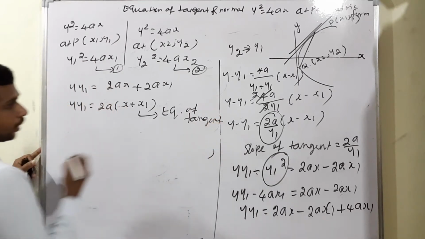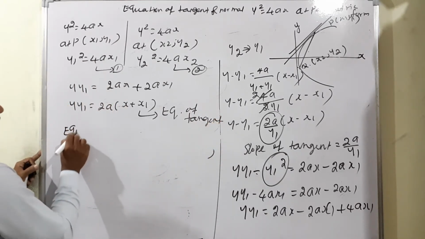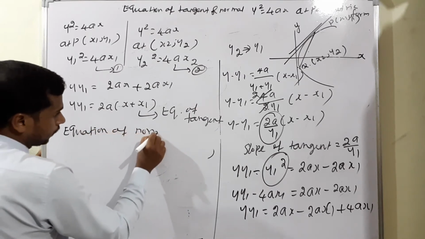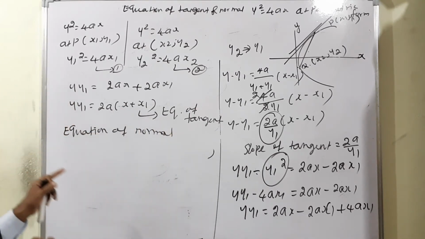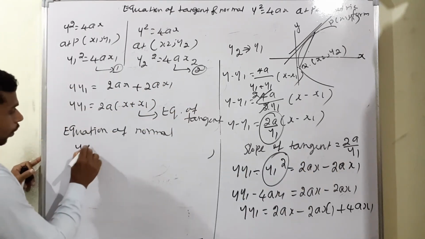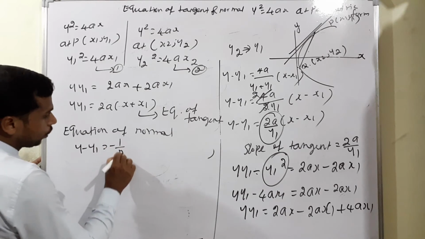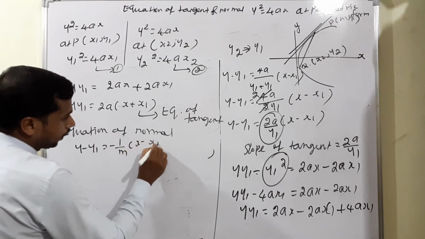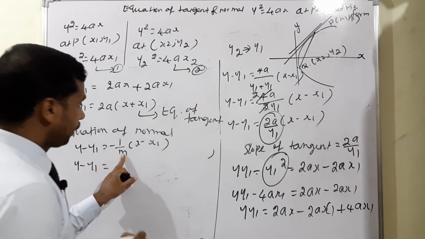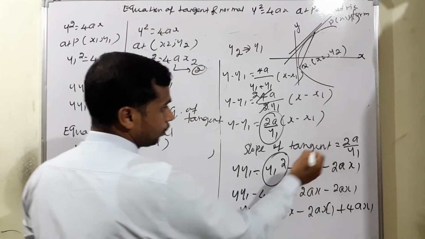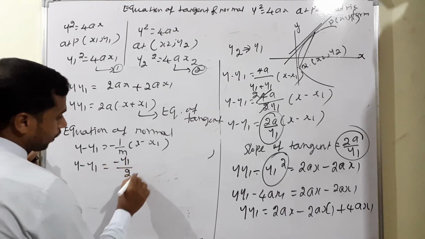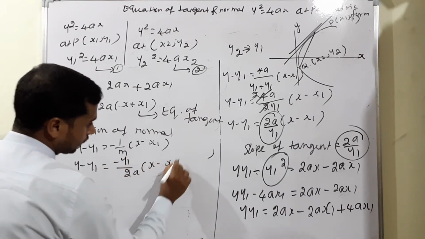Now, equation of normal. So equation of normal means, look at this, this is the slope of the tangent, so what is the formula? y minus y1 is equal to negative 1 by m into x minus x1. Therefore, y minus y1 is equal to, already we know this is positive, the sign is negative but reciprocal. Therefore, we can write it negative y1 divided by 2a into x minus x1.